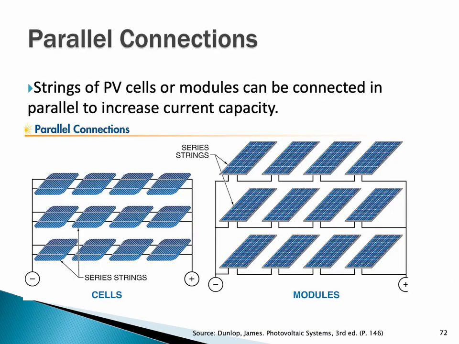The negative of this array to the negative of this array to the negative of this array. The positives are connected at the ends, and the net result is that I have the voltage of a single string and the current times 3. 1, 2, and 3.